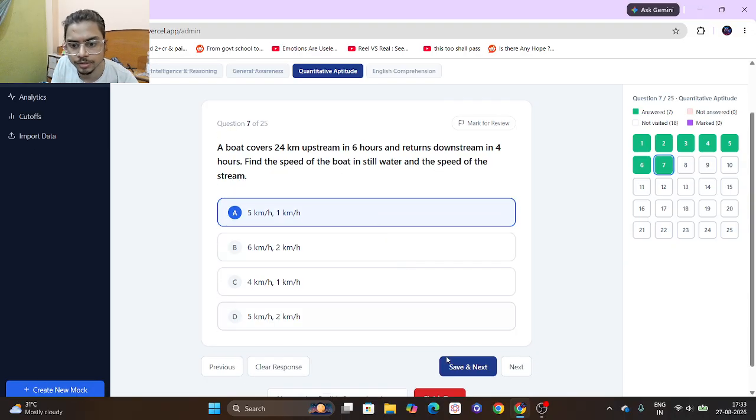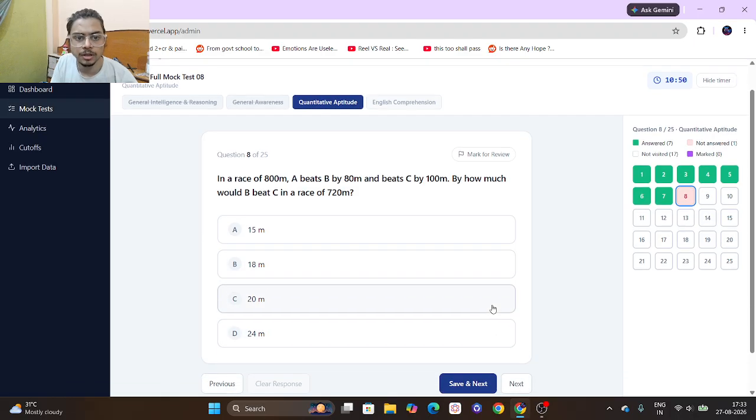Next, how much time is left? 10 minutes. In a race of 800 meters, A beats B by 80 meters and B beats C by this much time. A beats B by 80 in a race of 800 meters.